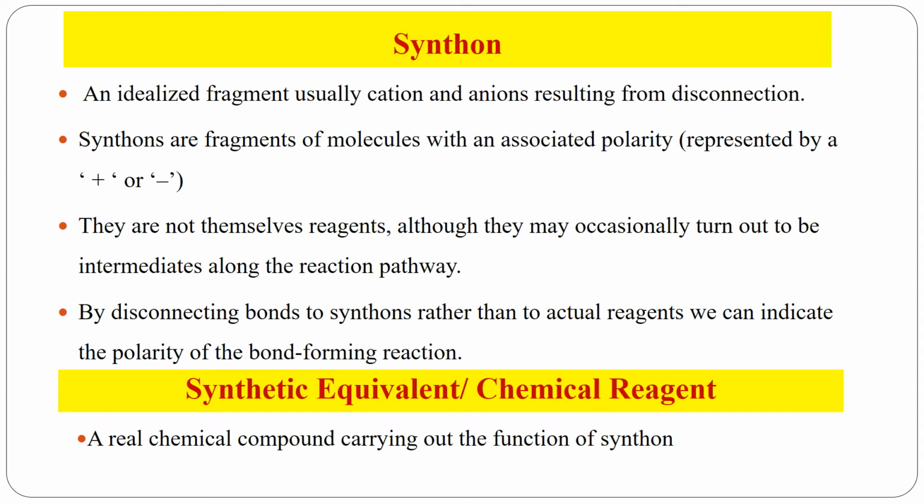What are synthons? As we have seen, these are the fragments. These are in fact idealized fragments, usually cations and anions. These are the result of our disconnection. Synthons are the fragments which have an associated polarity represented by positive or negative. In fact, these are not the reagents themselves, although they may occasionally turn out to be intermediates in that reaction.